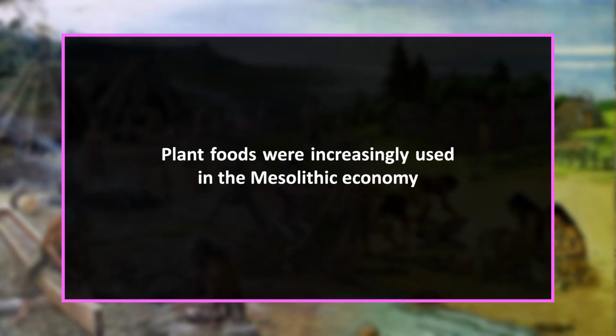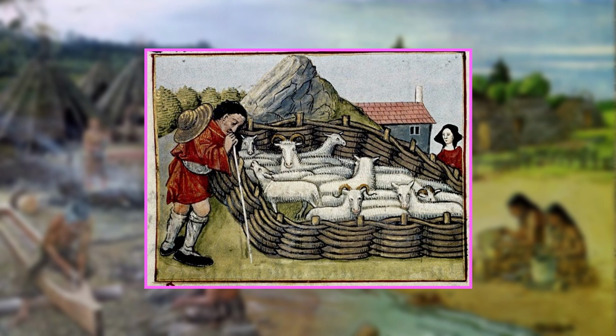A new scientific approach is being used more frequently to try to understand these intricate strategies. Plant foods were increasingly used in the Mesolithic economy. Scholars interpret the increased use of plant resources as a precursor to the imminent agricultural revolution, hypothesizing that a primitive form of animal husbandry emerged even during the Mesolithic period.